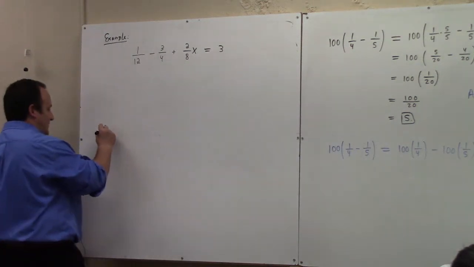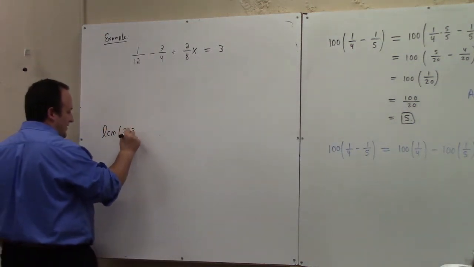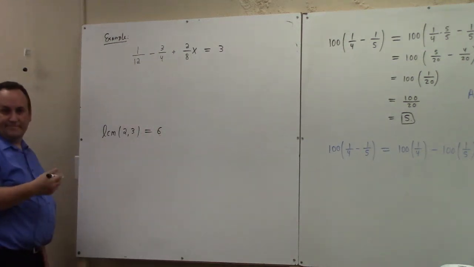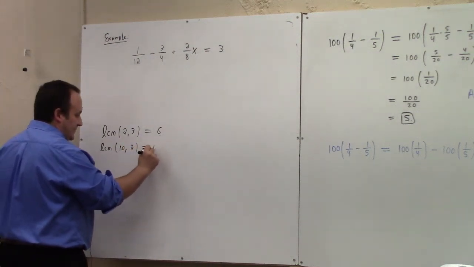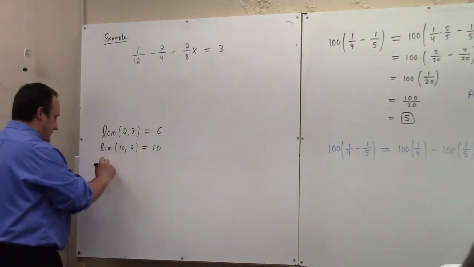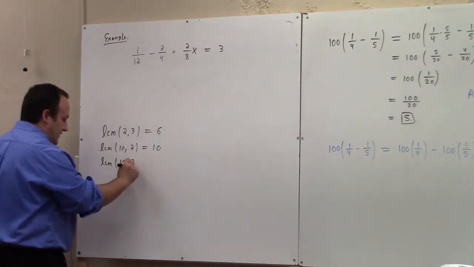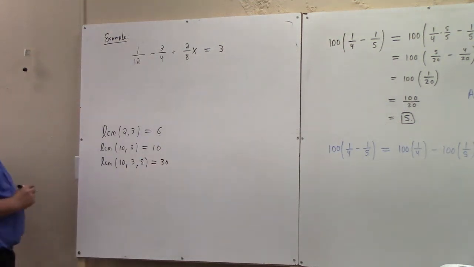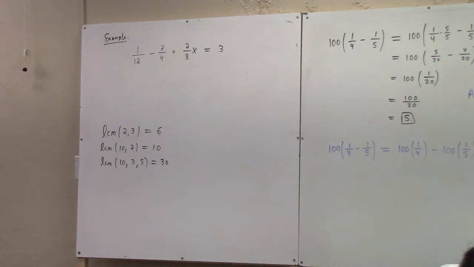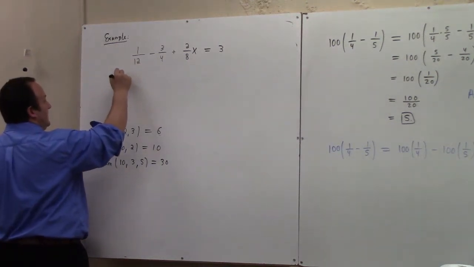I need to give you guys some examples. The least common multiple of 2 and 3 is 6. The least common multiple of 10 and 2 is 10. The least common multiple of 10 and 3 and 5 is 30. I heard a 24. I like 24. If we multiply by 24, 24 over 12 is 2, 24 over 4 is 6, 24 over 8 is 3. It kills all the fractions. 24 is the least common multiple. Very good. So I say multiply by 24.